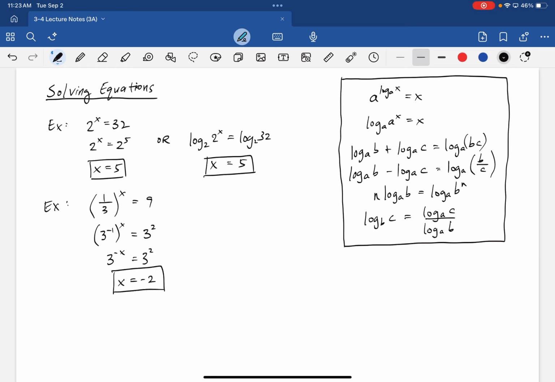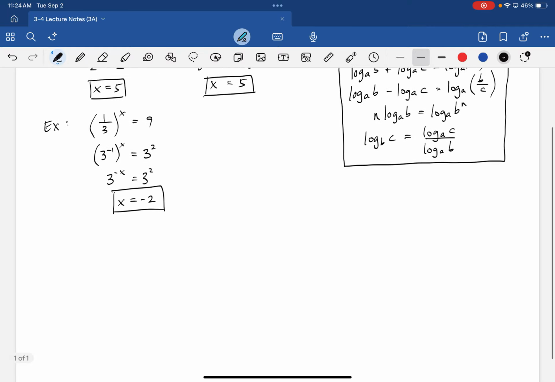Okay? So here we use the fact that both 1/3 and 9 are exponents of 3, which helps us to get both sides under the same base. That's the kind of idea that we're using. Very, very common approach to solving things. Okay, questions?